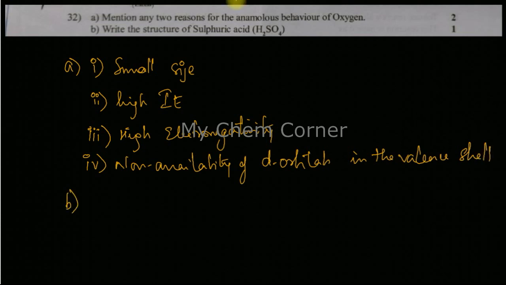Then question number B, write the structure of sulfuric acid. Very simple one. Sulfur will be placed in the center, double bond O on top, double bond O here, OH and OH. H2SO4, you have 2 oxygens with replaceable hydrogen atom. Okay, so that is going to be the structure of H2SO4.